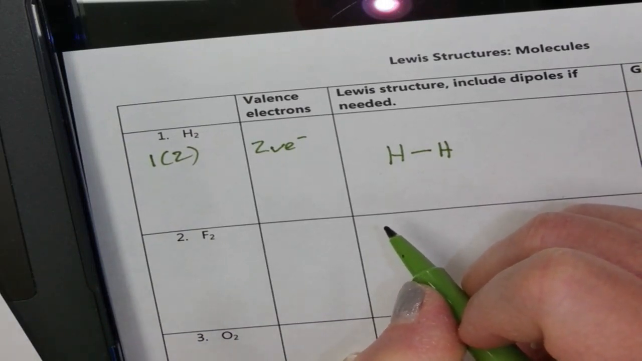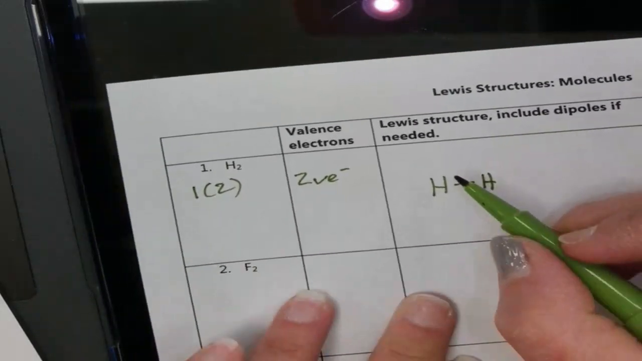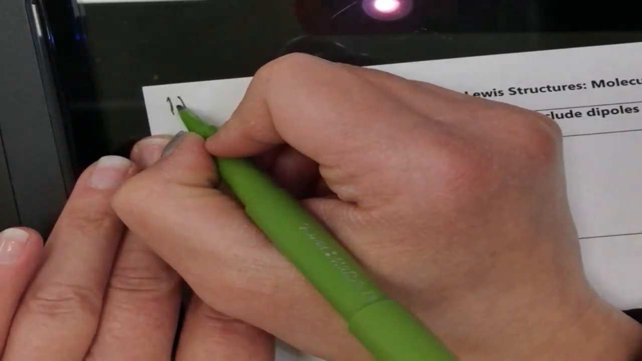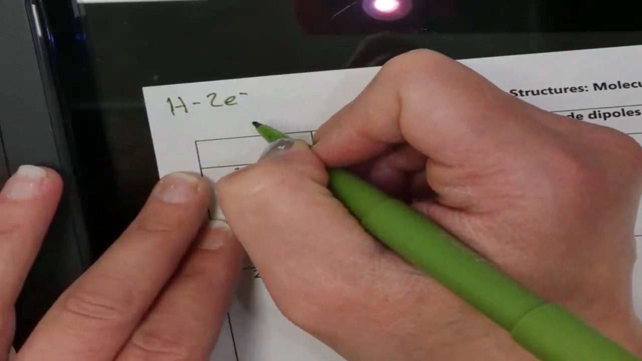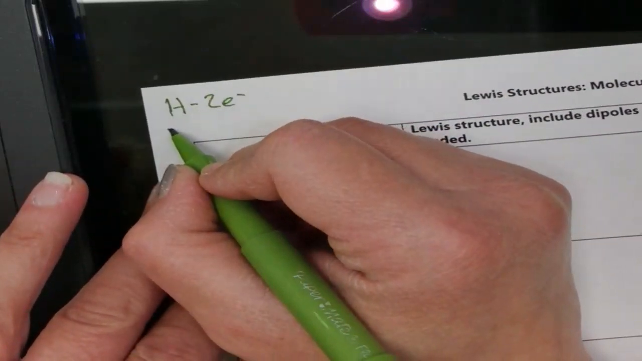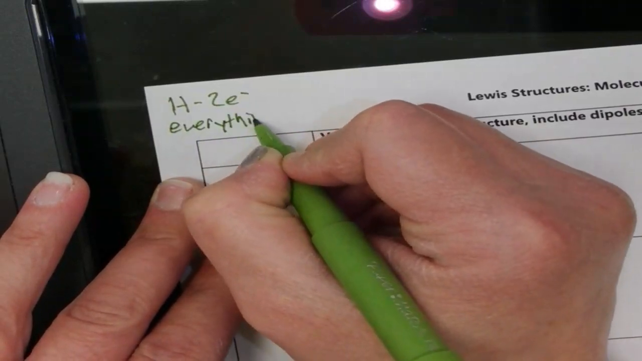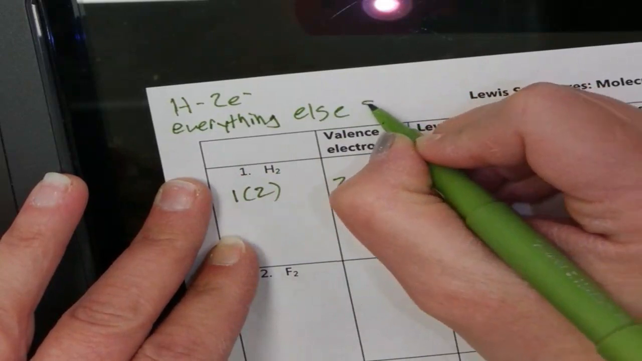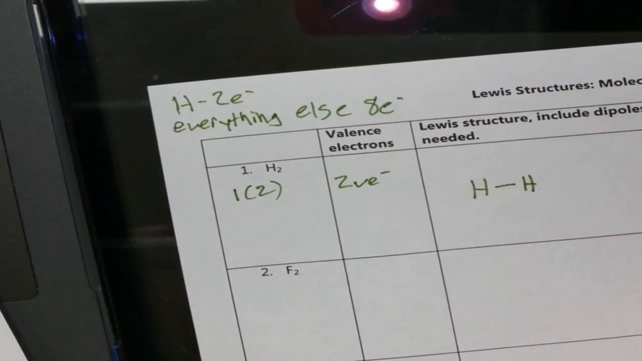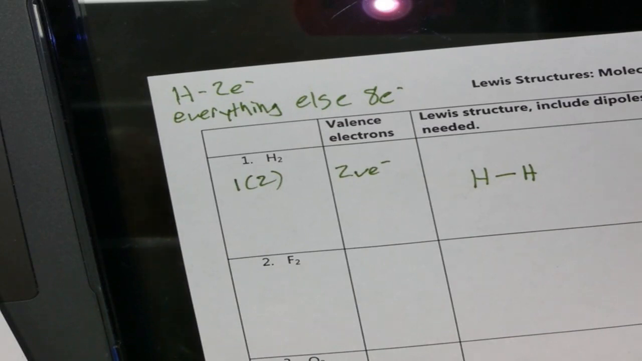Now, for some rules for drawing our structures, hydrogen can only have two electrons. Everything else is going to want 8 for the most part. Now, there are some things that can go above 8, and that is something that we would learn if you came to see Chemistry 2. We would go into some exceptions to this. So for the purposes of our class, we're going to do 8 electrons.